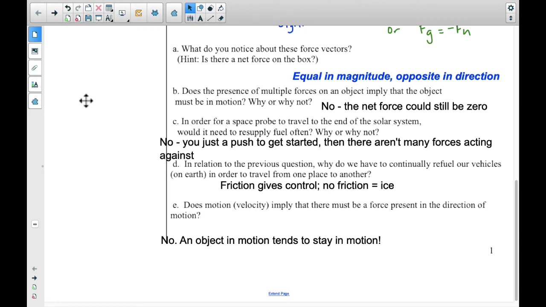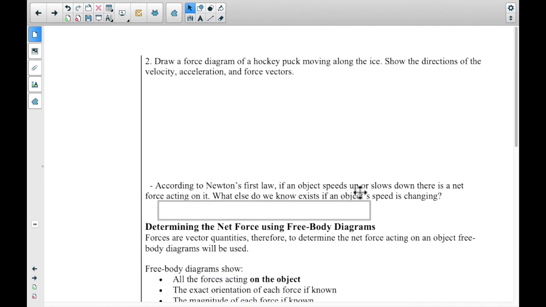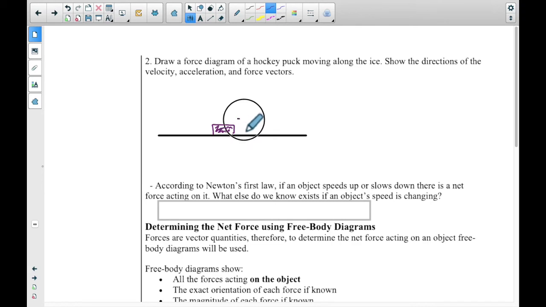Okay, let's turn the page. Okay, back to this concept of being on ice, a hockey puck. Draw a force diagram of a hockey puck moving along the ice. Show the directions of the velocity, acceleration, and force vectors. Okay, here's my ice. Here's my hockey puck. I need to show the direction of the velocity, acceleration, and force vectors. Okay, I'm just going to say that my puck is moving this way. So there's my velocity vector.